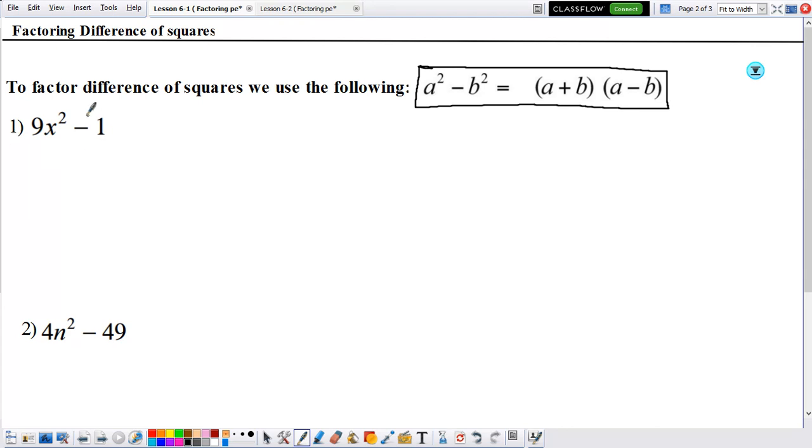So look at this first expression. Try to see if we can rewrite it in the form a squared minus b squared. Well, let's see. 9x squared, I can rewrite that as 3x all to the second exponent. To double check, 3 to the second is 9, and x to the second is x squared. So we're good with the first expression here.